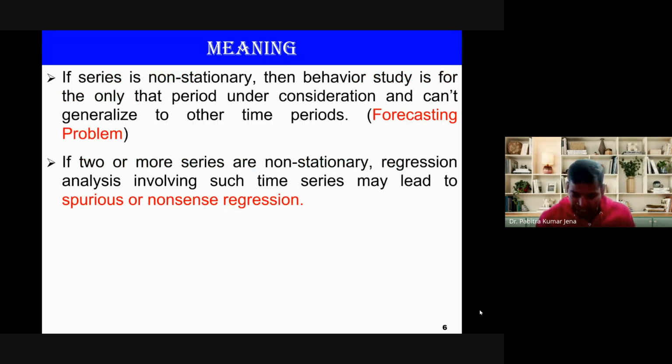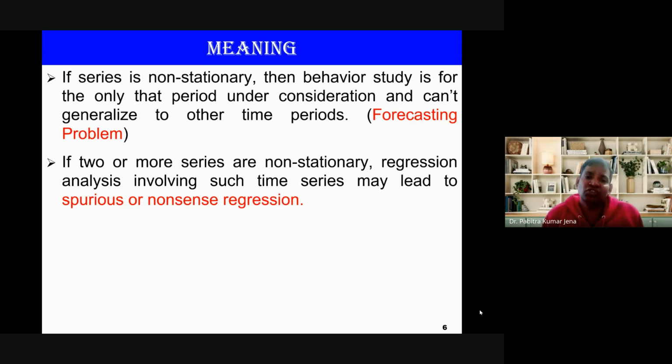Since regression takes the concept of time series, there are a lot of researchers at the initial stage who do any regression without testing for stationarity. That is wrong, because you are not calculating regression in the proper manner. If the series is non-stationary, then the behavior studied for only that period under consideration cannot be generalized. So there is a forecasting problem, or you cannot run the regression.